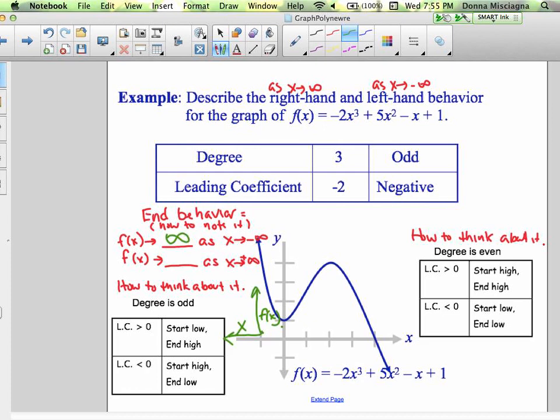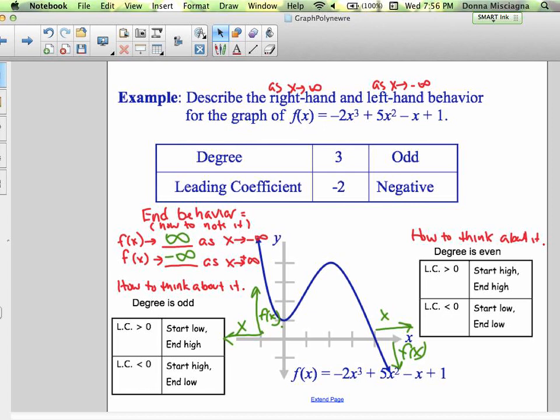And there's always two sides of our end behavior. What happens as x goes to the negative side? What happens as x goes to the positive side? F of x is going to go to what as x goes to positive infinity? Now it's going to end low. What does low mean? Low means negative infinity. So as x goes this way to positive infinity, the function is going this way to negative infinity.